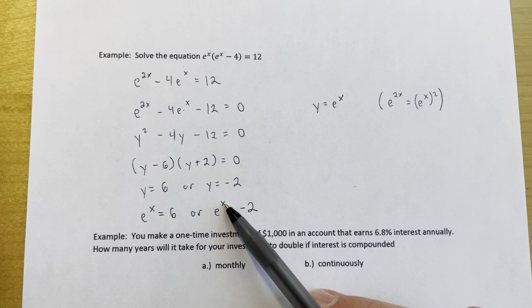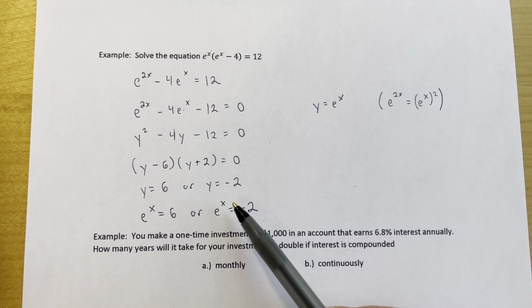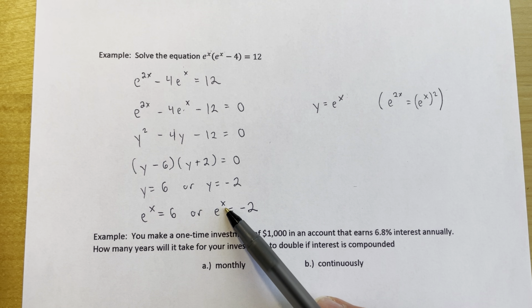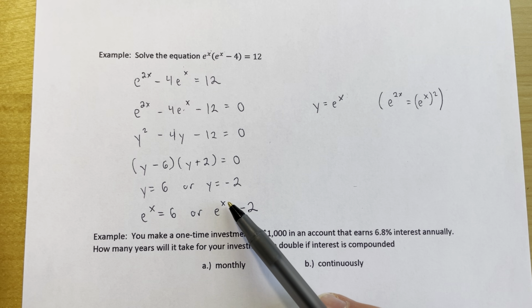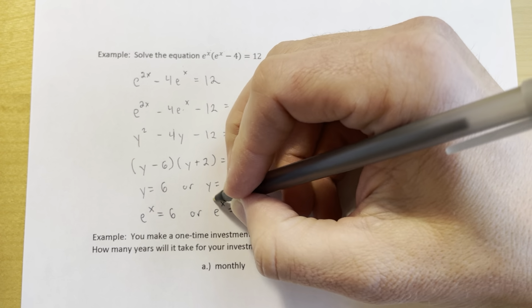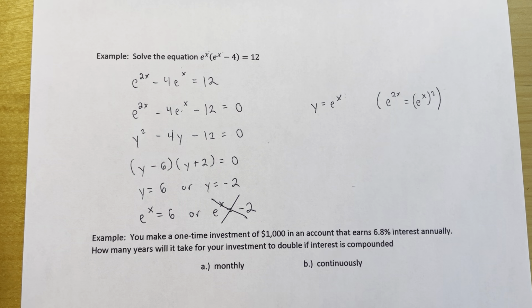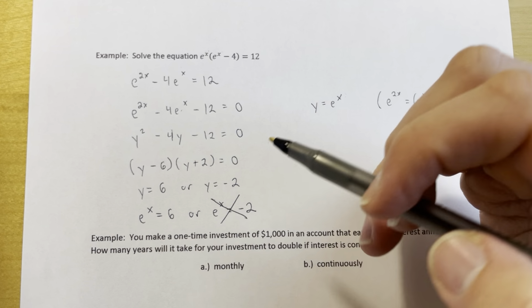This one right here, e to the x equals negative 2. If you remember, we said that exponential functions cannot give you negative numbers. There is no value of x that would ever make this true. No real value anyways. So this gives me nothing useful. I only need this one. How do you solve this? Well, you take a natural logarithm.